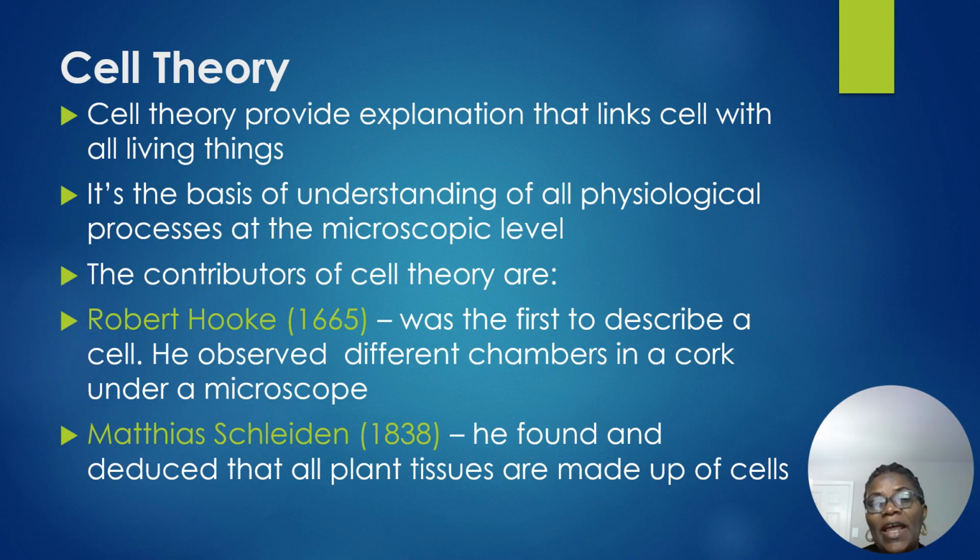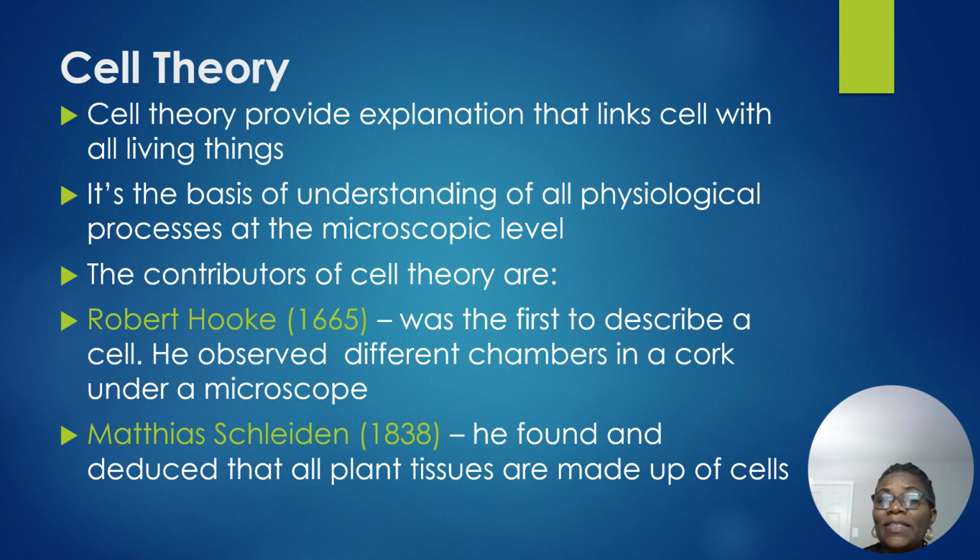The first person that I have here is Robert Hooke. Robert Hooke in 1665 was the first person to describe a cell, because he observed and found out that there are different chambers in a cork when he examined it under a microscope. So he discovered that there are different chambers when you look at a cork under a microscope.